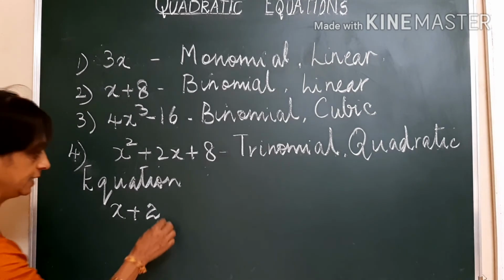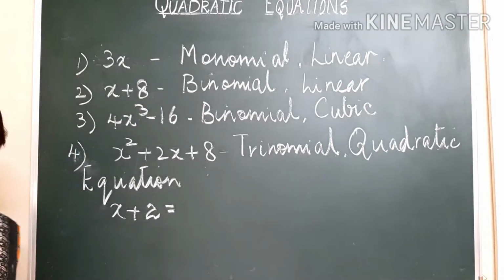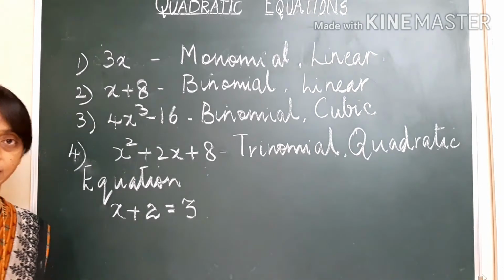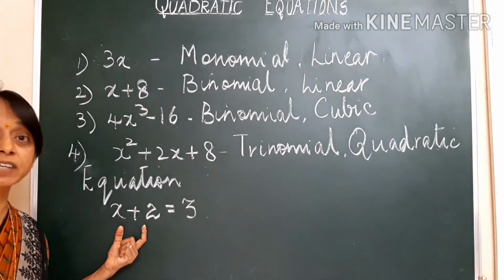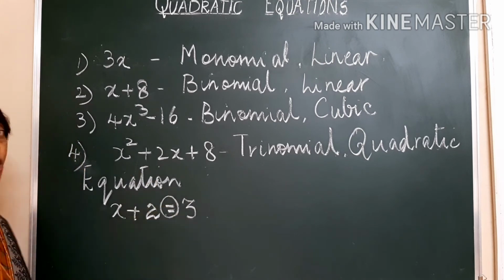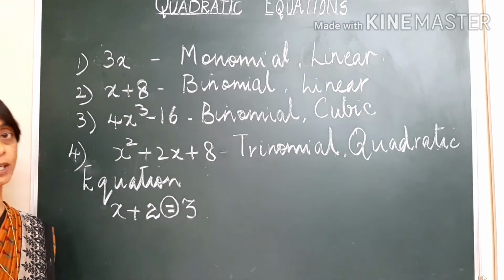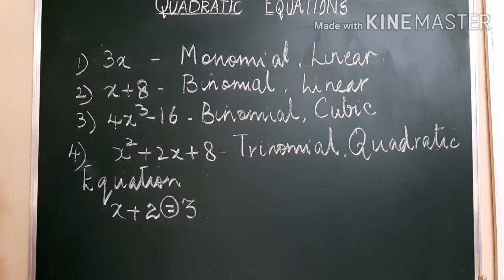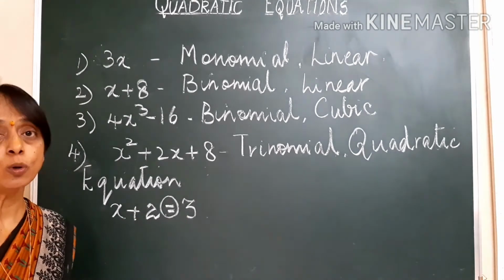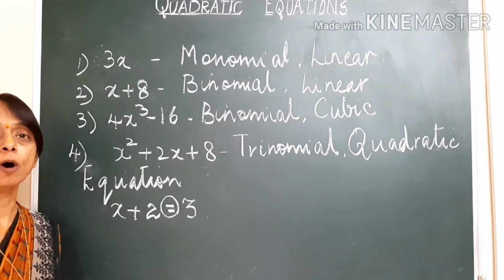I can insert an equality sign and write a term or an algebraic expression on the right hand side of the equality sign. So what do I have over here, children, now? I have x plus 2 is equal to 3. So the polynomial x plus 2 I have converted into an equation. What is present over there? The symbol of equality. So x plus 2 is equal to 3 can be called an equation. So what is an equation, children? An equation is a mathematical statement which asserts the equivalence of two expressions, one on the left hand side, one on the right hand side of the equality sign.